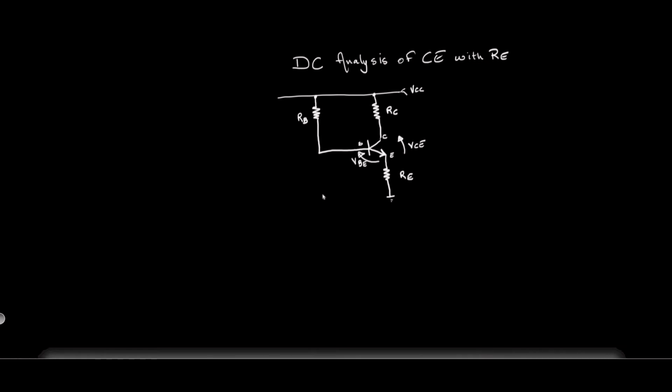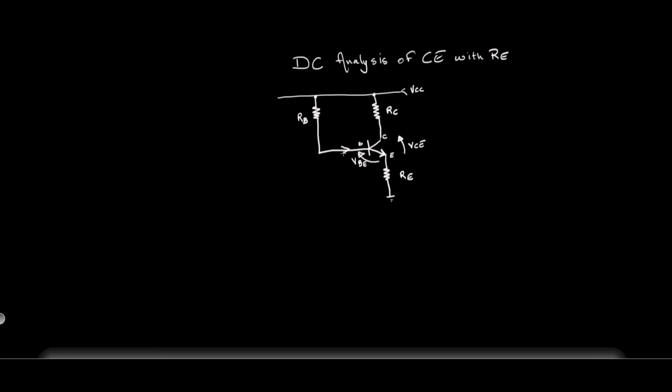For this exercise, what we will do is establish the equations again for the common emitter, but with an emitter resistance between the emitter and ground. So let's go ahead and do the same thing we've done with the CE without the RE. So it's very similar, starting with the currents.